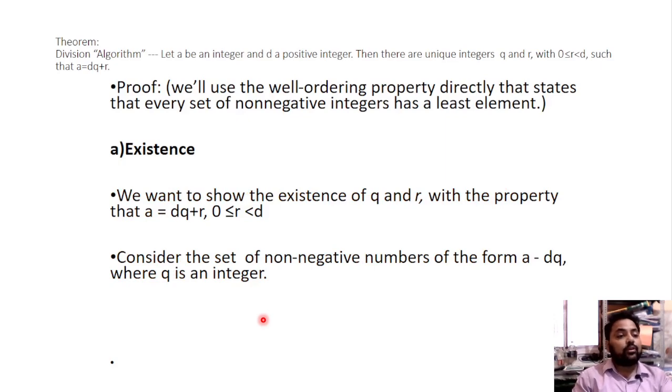This is the division algorithm. Let a be an integer and d a positive integer, then there are unique integers q and r with r greater than or equal to 0 and less than d, such that a is equal to dq plus r. This is the dividend, this is the divisor, this is the quotient, and this is the remainder.